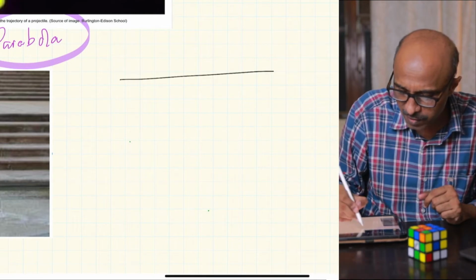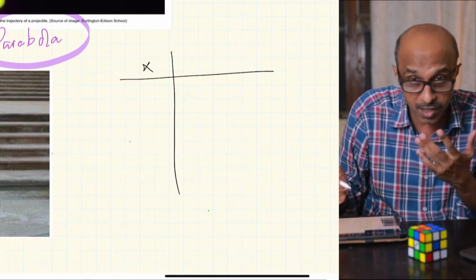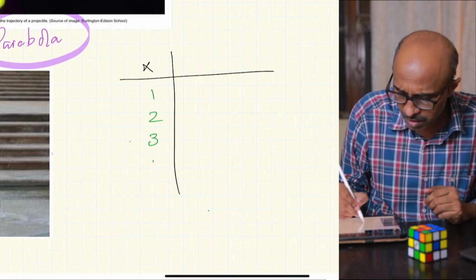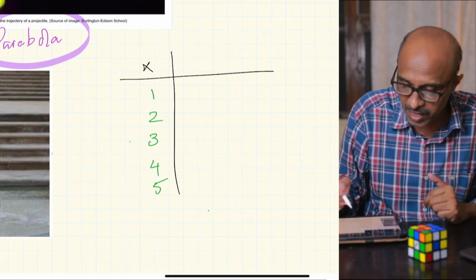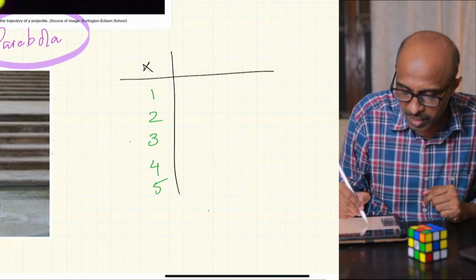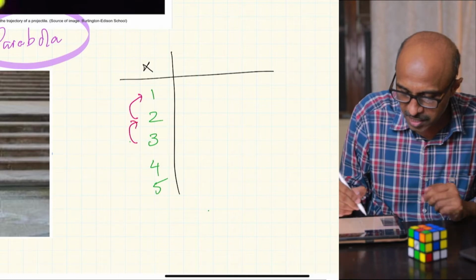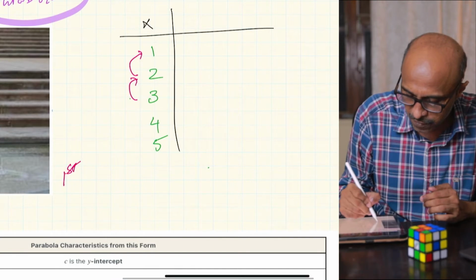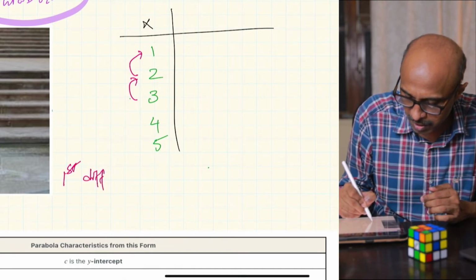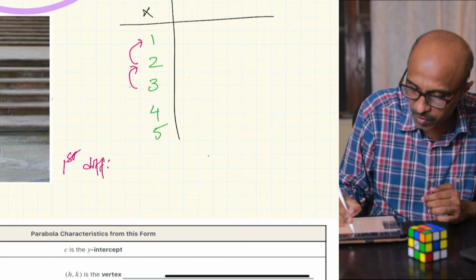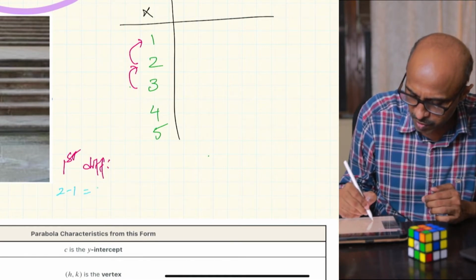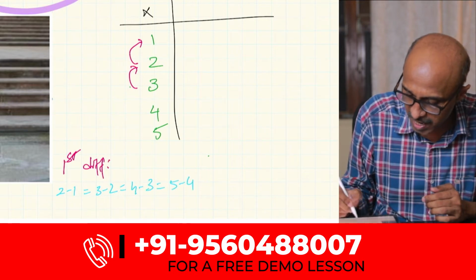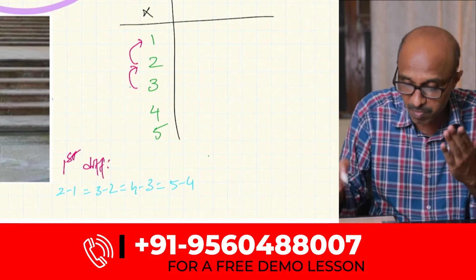So if we make a table of values, I'm just going to call this x, you could call it list 1. And here we're just going to enter the first 5 natural numbers. The key thing to observe here is that the difference between 2 consecutive natural numbers is the same. It's constant. We're going to call it the first difference. The first difference for this column is basically something like this: 2 minus 1 is equal to 3 minus 2 is equal to 4 minus 3 is equal to 5 minus 4. This could be any number, we're just choosing the simple ones to make this point clear.